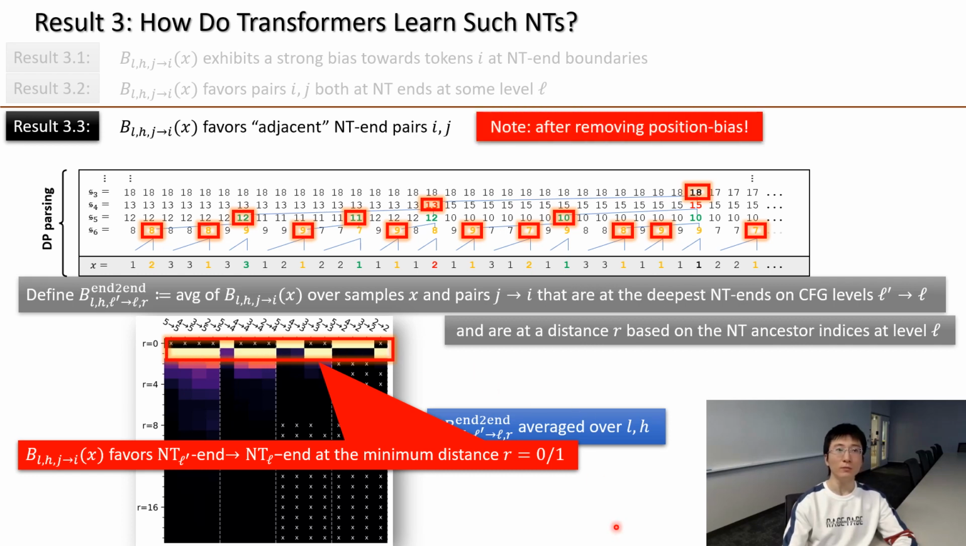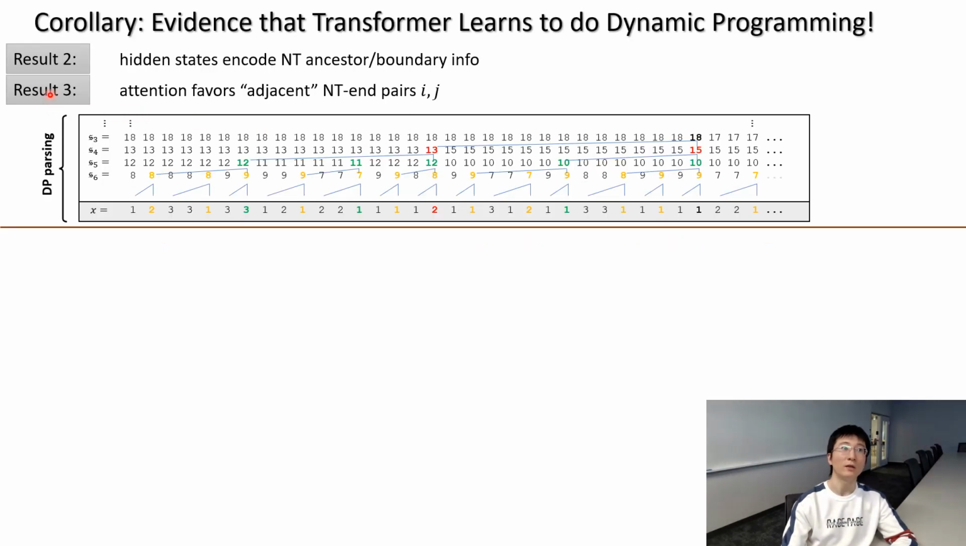Okay? So this is striking because, remember, I have already removed the position bias from the attention. If I do not remove the position bias, then this is obvious, right? Because attention will favor things that are closer. But even after removing the position bias, I still see this. That is, the b value favors adjacent NT-end pairs, even across layers. So that concludes our result number 3. That is, attention favors adjacent NT-end pairs.